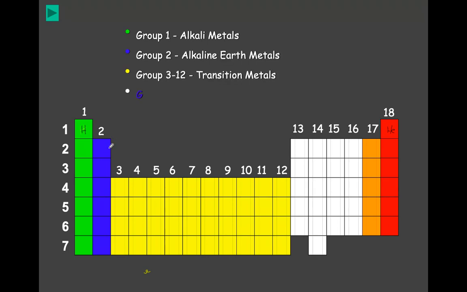Number two would be the alkaline earth metals, group two. Group 3 through 12 here is the transition elements, anywhere from 3 through 12. Okay, groups 13 through 16 is your other non-metals and other metals.